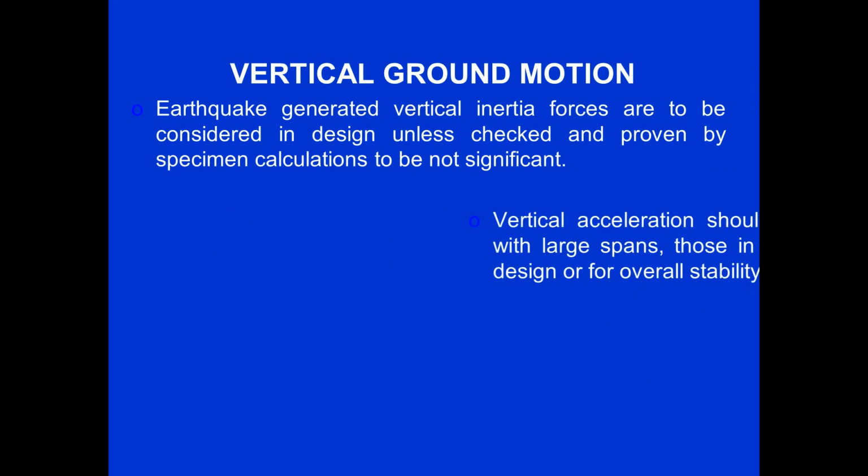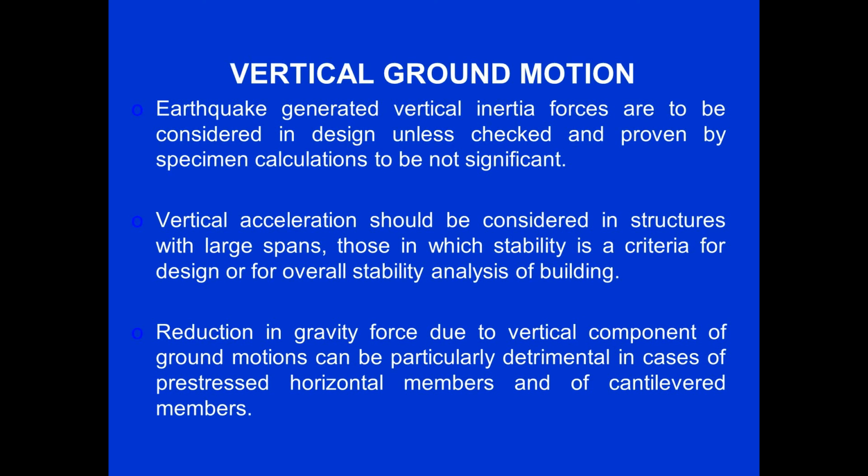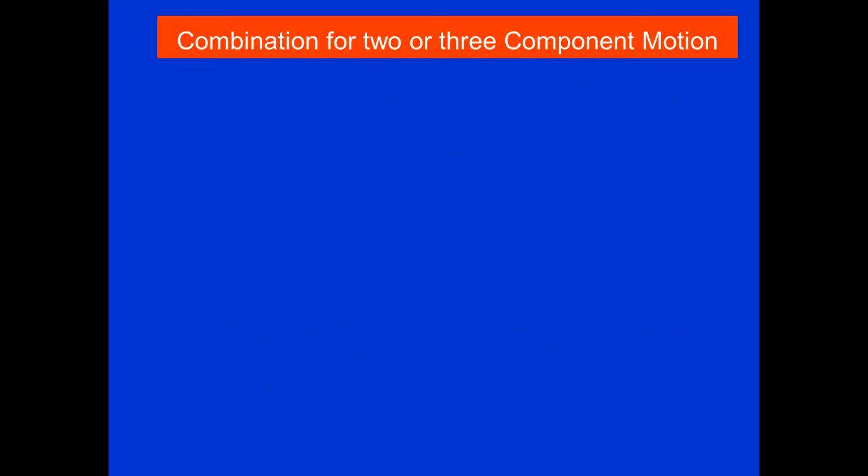So vertical ground motion. Let us see what the effect of vertical ground motion is. Earthquake generated vertical inertia forces are to be considered in the design unless checked and proven by calculation to be not significant. The vertical acceleration should be considered in structures with large span and those in which stability is a major criterion for design and overall stability analysis of the building. The reduction in the gravity force due to the vertical component of the ground motion can be particularly detrimental in the case of pre-stressed horizontal members and cantilever members.